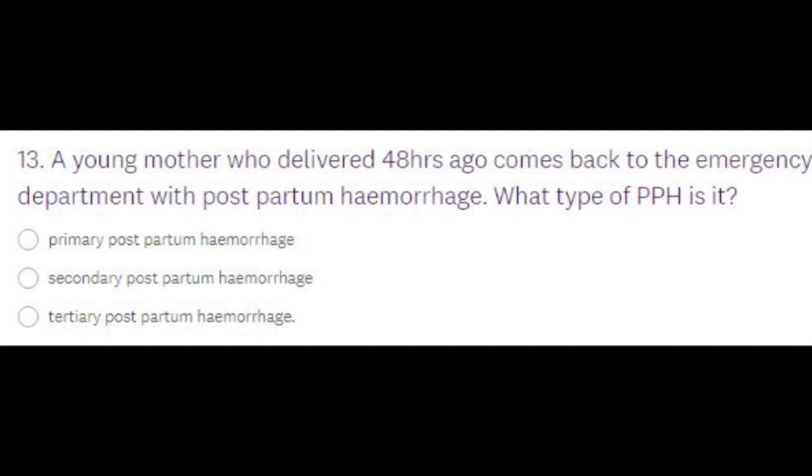Coming to question number 13. A young mother who delivered 48 hours ago comes back to the emergency department with postpartum hemorrhage. What type of PPH is it?